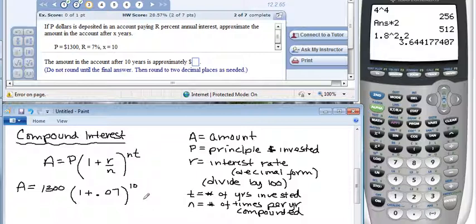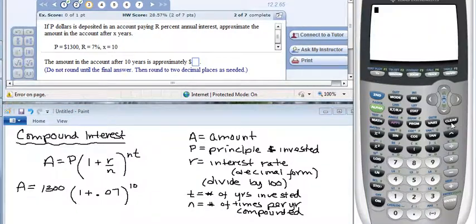The only thing that's hard about this is making sure that we do this in the calculator correctly. You're going to want to do the inside of the parentheses first, 1 plus 0.07. Then you want to do your exponent next.